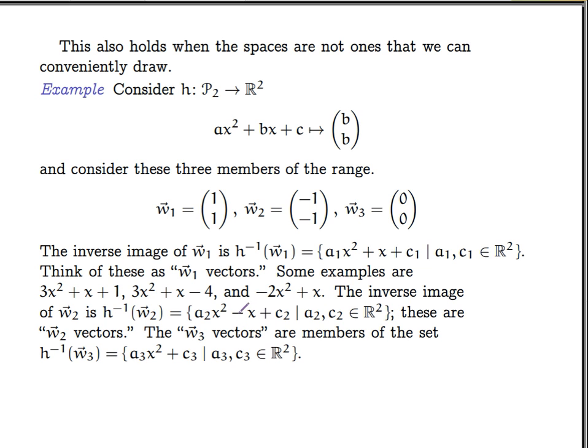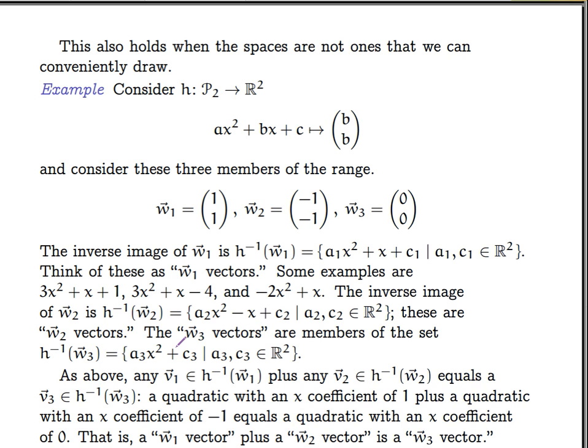Similarly, W2 is going to be all quadratic polynomials that have a minus x. In other words, they have minus 1 for the coefficient of x in the polynomial. The set of vectors that are inverse images of W3 will have 0 for their linear coefficient. Any vector in H inverse of W1 plus any vector in H inverse of W2 will be equal to a vector in H inverse of W3. If I have a polynomial that has a linear term x plus a polynomial that has linear term minus x, that's going to give me a polynomial with linear term 0.